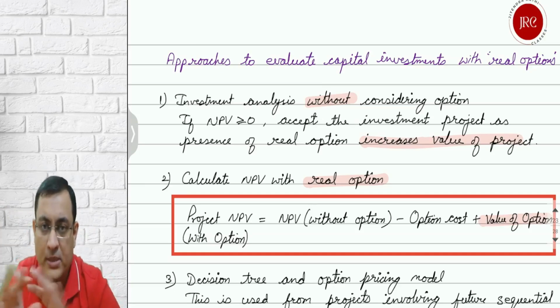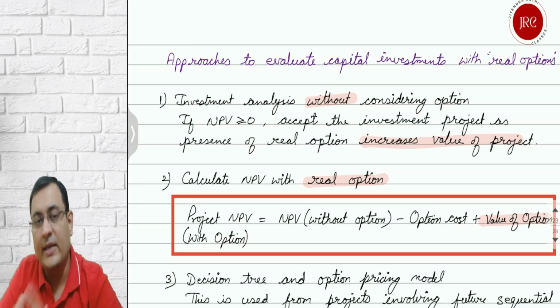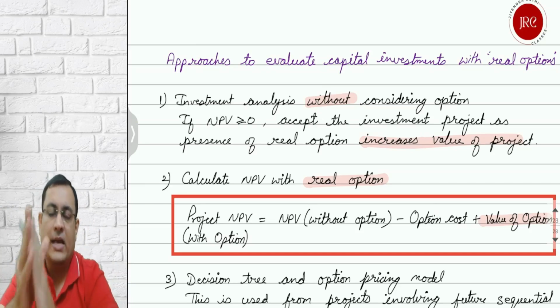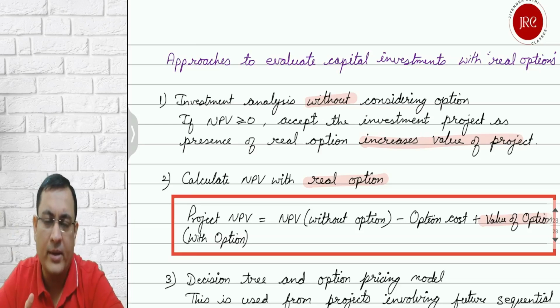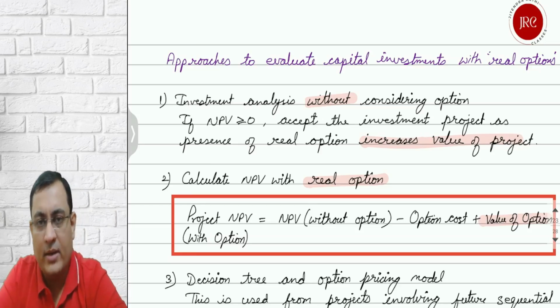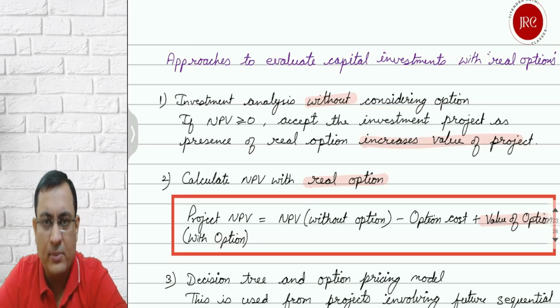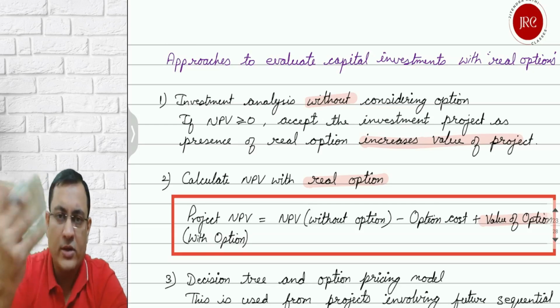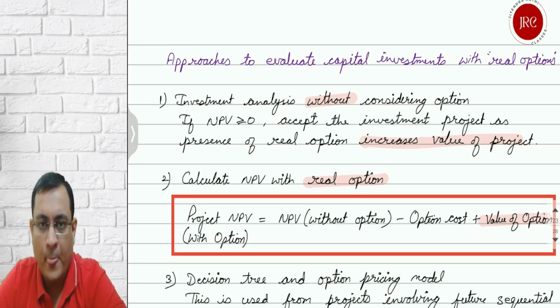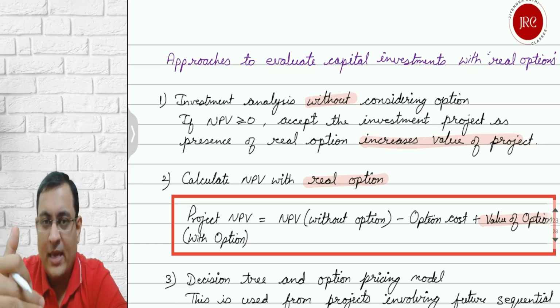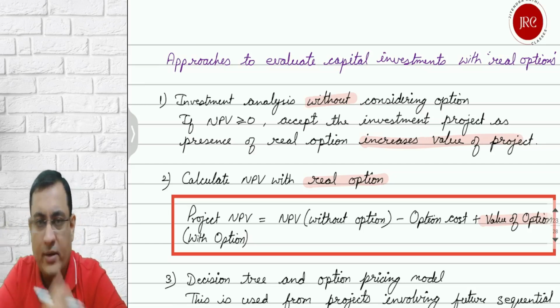So the presence of a real option will not decrease the NPV. Evaluate the project as if there is no option available in it. And if the NPV is greater than or equal to 0, you should accept the project. Ultimately, the option is only going to increase the NPV. What if the NPV is negative without considering the real option?